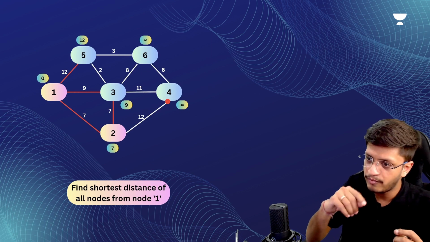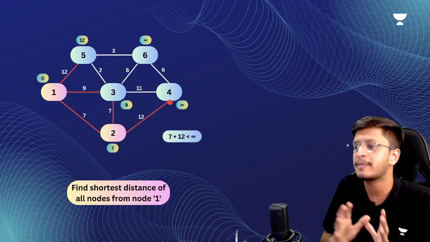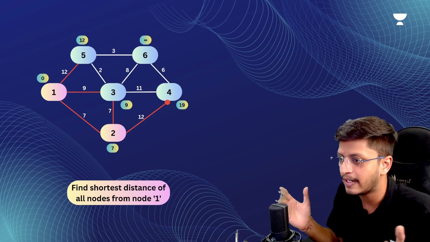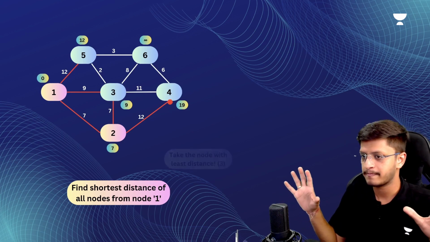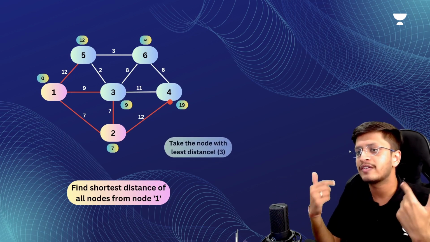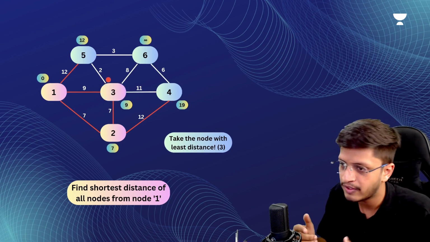The distance from 1 to 4 via 2 is 7 plus 12, which is 19, which is less than the already present distance, which is infinity, right? So we will replace infinity with 19. Now 2 is also exhausted. Now we take the next node with the least distance, which is node 3 with distance 9.